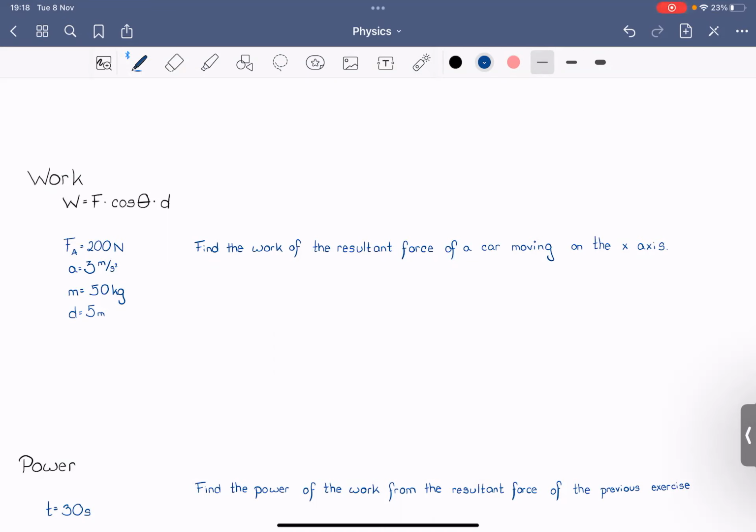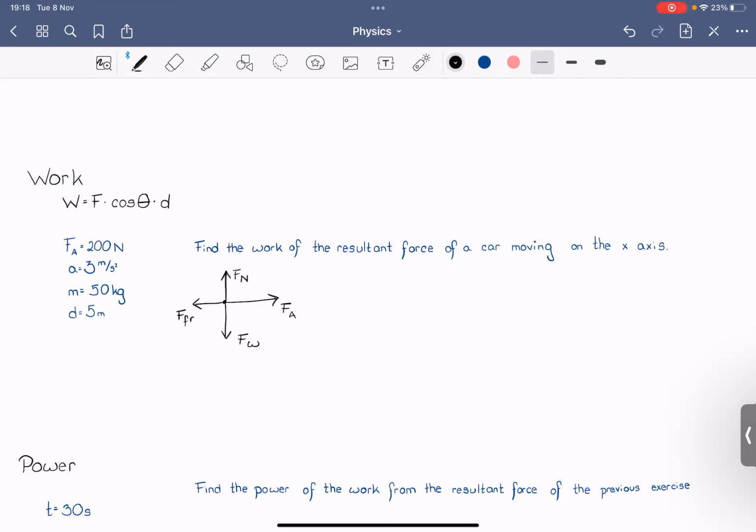So in this exercise, we are trying to find the work of the resultant force of a car that is moving on the x-axis. So let's get started. First and foremost, we need to start out with our free body diagram. In our free body diagram, we have an applied force, which is the motor force. We have friction, which is going the opposite way. And we also have our vertical forces, which are weight and normal.